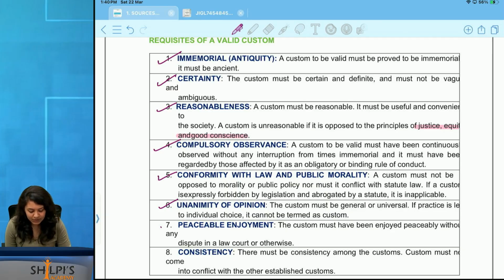The custom must be peaceably enjoyed, without any dispute, without any questions as to whether it is a valid custom or not. And it must be consistently practiced, in the sense that it must be compulsorily observed and there must be a consistency to the practice. If there is any conflict between this custom and anything else, then that is subject to its invalidity. So, the requisites of a valid custom are: it has to be immemorial, it must be certain, must be reasonable, compulsorily observed, in conformity with law, unanimity of opinion, peaceable enjoyment, and consistency.